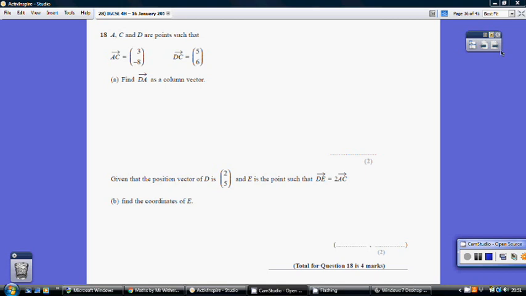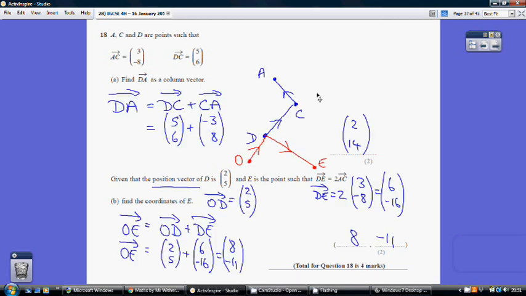Question 18. So I think to help us gather our thoughts with these, it's just nice to do a little sketch to start with. So to go from A to C, we've got to go sort of 3 along and 8 down. So that's sort of A to C. Ignore the arrowhead for now. That's A to C. And to go from D to C, we're sort of going 5 along and 6 up. So there's a little quick sketch. A to C would be going down that one, D to C would be going up that one.